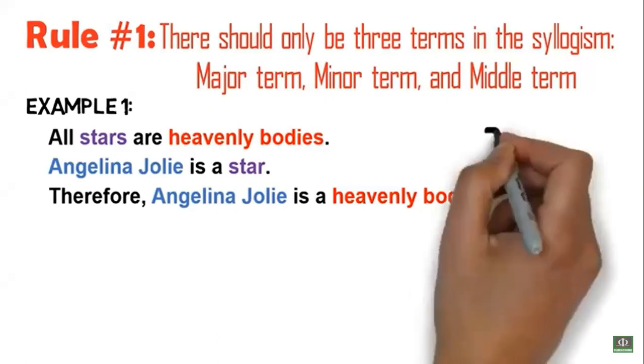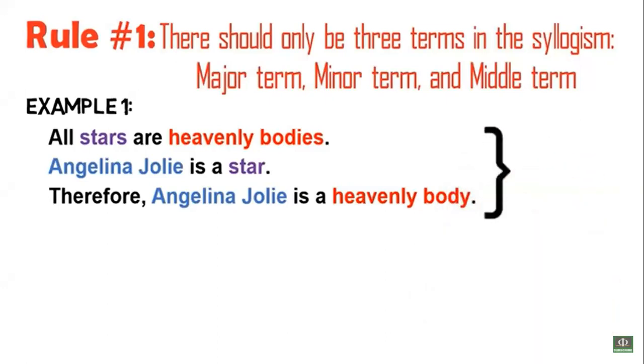If we analyze this syllogism, it would appear that the argument is invalid because it violates rule number 1. As we can see, the syllogism now contains 4 terms because the meaning of the middle term stars in the first premise is changed in the second premise. The term stars in the first premise refers to astronomical bodies or objects, while the term star in the second premise refers to celebrities.